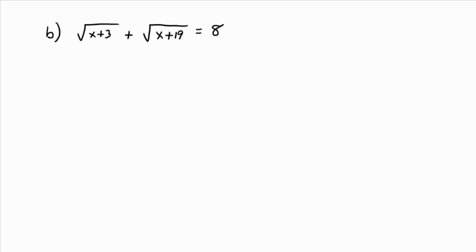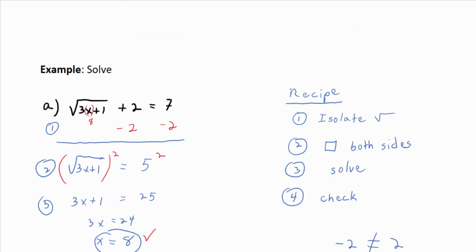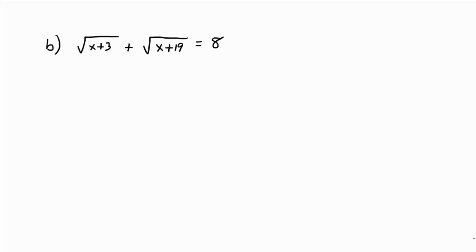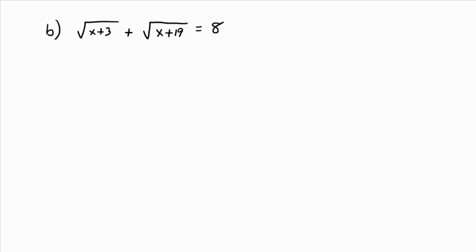Okay, that first set of instructions works. It's a recipe for a single radical in your equation. Next example, of course, we're going to have 2 radicals, which means that recipe needs to be adjusted.